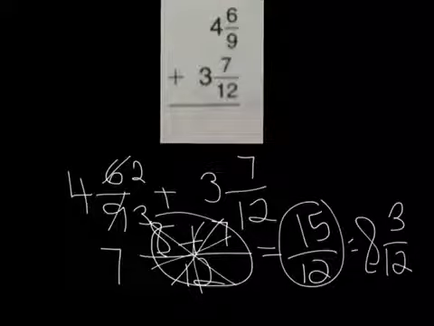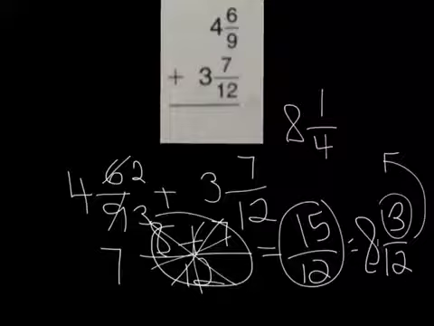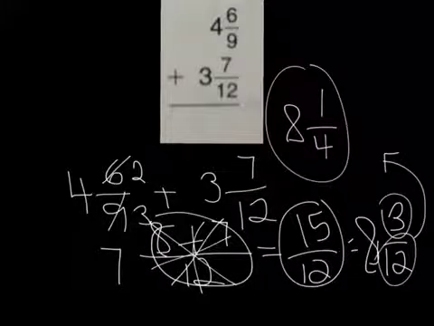And we can still simplify this. Let's simplify it to 8 and 1/4, because there's 1 here, but 4 threes there. Okay, I hope you got this answer.